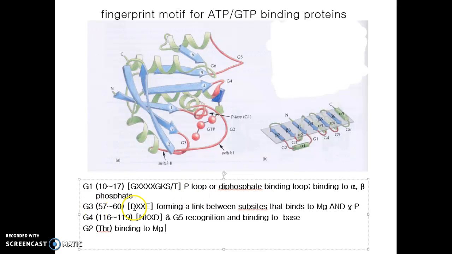G3 has a DXXG, forming a link between subsites that bind to magnesium and the gamma phosphate group. G4 has NKXD, together with G5, serving as recognition and binding to the base. G2 functions in binding to the magnesium.